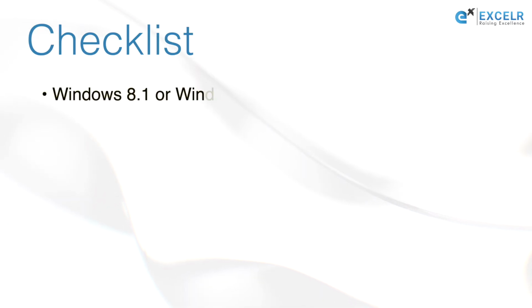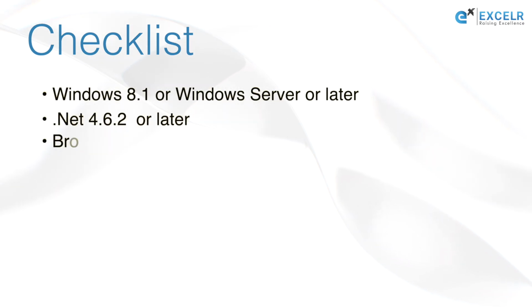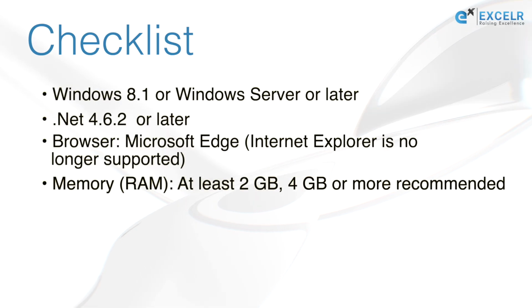Let's look at a small checklist which can enable a smooth Power BI installation. Firstly, we should have Windows 8.1 or Windows Server or later, or .NET 4.6.2 or later. We may have a Microsoft Edge browser or maybe even Google Chrome would be better. Memory RAM should be at least 2 GB available with 4 GB or more recommended. So if you have an 8 GB or a 16 GB RAM, that could make Power BI run much smoother and faster.